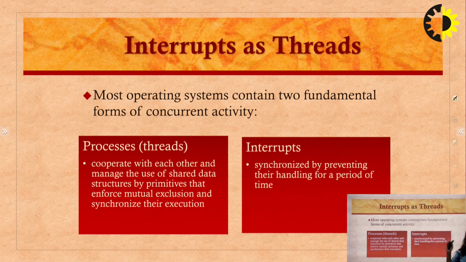Now, this is how you differentiate between an interrupt and a thread. Most operating systems contain two fundamental forms of concurrent activity: processes or threads, and then interrupts. What are processes? Processes cooperate with each other and manage the use of shared data structures by primitives that enforce mutual exclusion and synchronize their execution. And interrupts are synchronized by preventing their handling for a period of time.